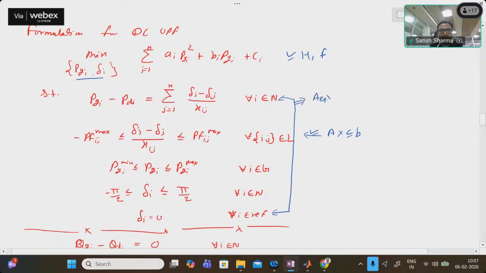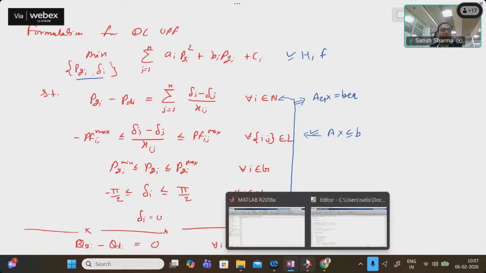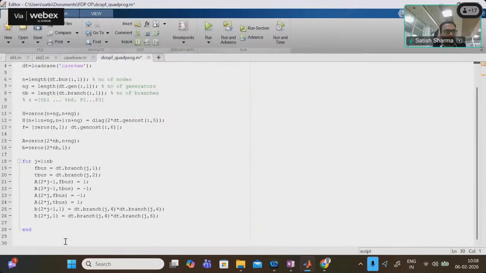Let's try to solve it: Aeq X equals Beq. The last equation is only a single equation, so that is fine. We have n number of these equations, basically the power balance equations. So these are n in number. I have defined these, then I will define n number of equations. So I will define Aeq first of all.